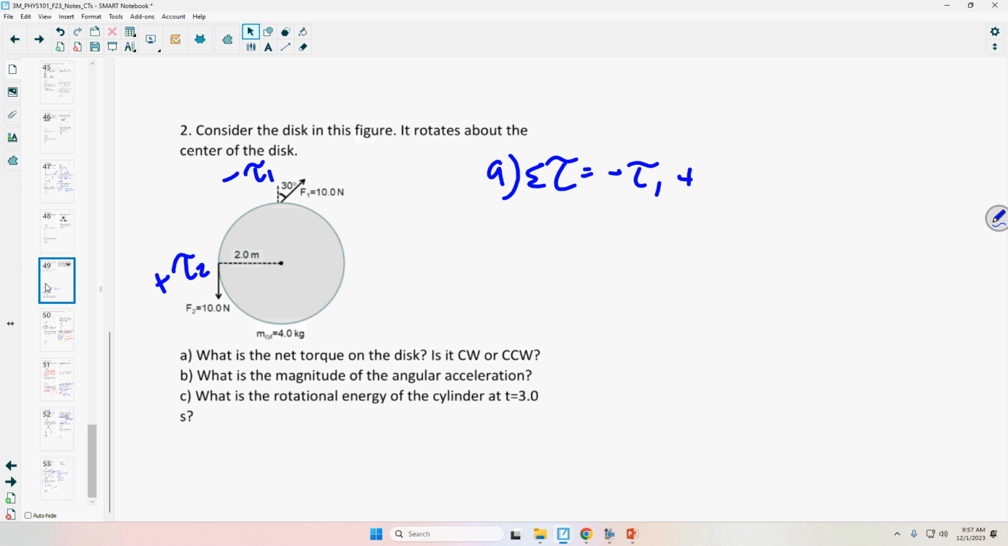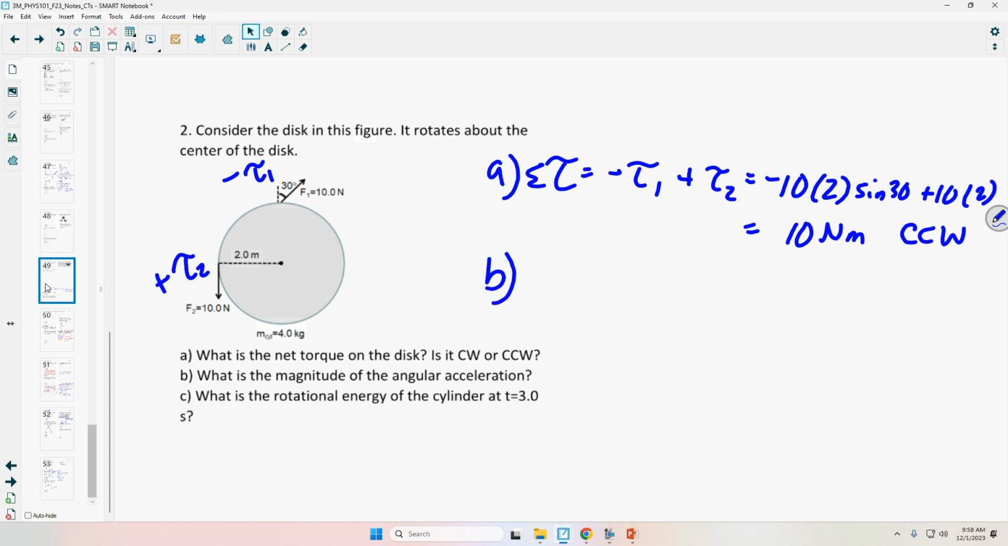plus torque 2. It's going to be negative 10 times 2 times sine of 30 plus 10 times 2. So that gives me a net torque of 10 Newton meters. And because it's positive, that is a counterclockwise torque. That's the first question I'll ask you. I think it actually is number 1 on the test. The second thing that I'll ask you is, it's not energy, I'll ask you what is omega or theta after, we'll do 3 seconds.